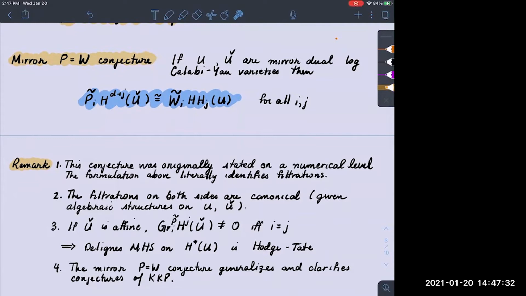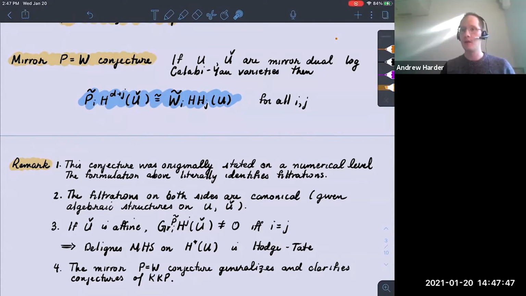Go ahead, Dimo. Yeah. No, it's just a stupid question. You sort of implicitly assume that this U or U hat is convex, meaning like projective or affine. Is it in any way automatic? No, I think it should be an assumption. Yeah, I should be making assumptions about the structure of these things.